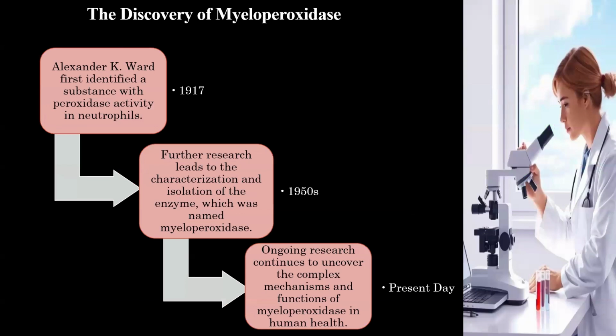Let's see the discovery of myeloperoxidase. Myeloperoxidase was first discovered in 1917 by the scientist Alexander K. Ward. In 1950, further research led to the characterization and isolation of the enzyme, which was named myeloperoxidase. In present day, research is ongoing to uncover the complex mechanism and function of myeloperoxidase in health.